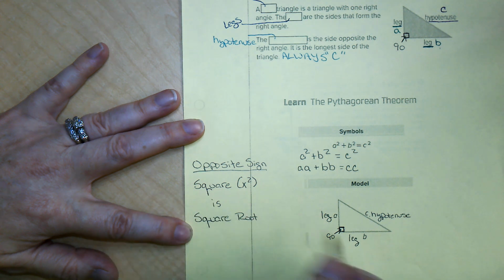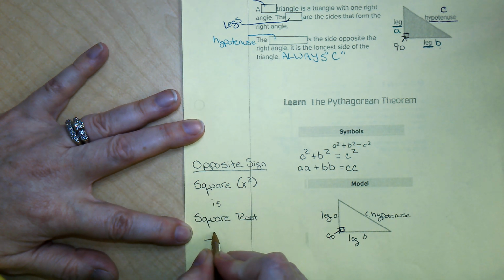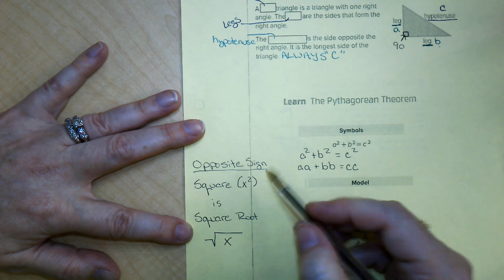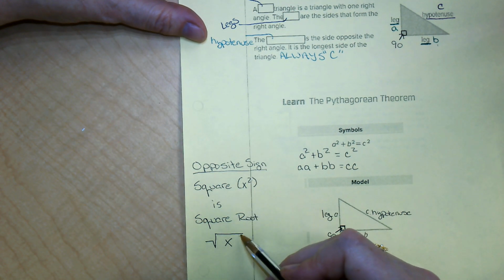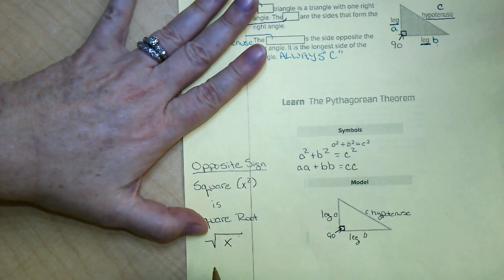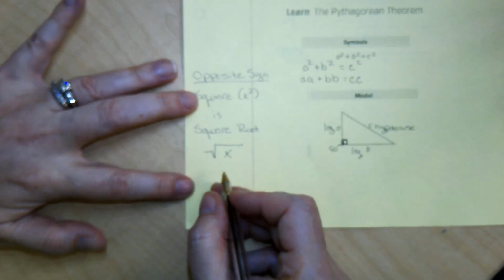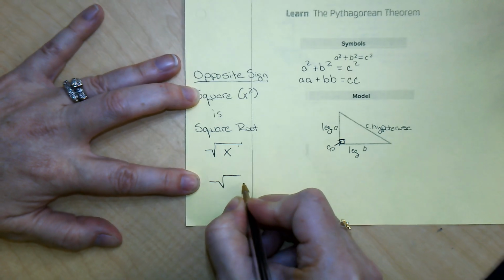So the opposite of squaring is square rooting. And square rooting looks like this. All right. So this is your radical symbol. Squaring and square rooting are opposite signs, so they undo each other. Now remember, we haven't seen that symbol in a little while. So this is your radical symbol.